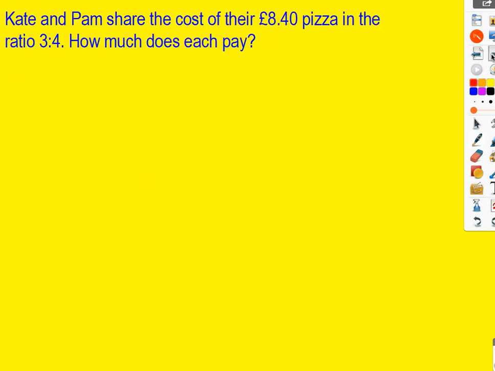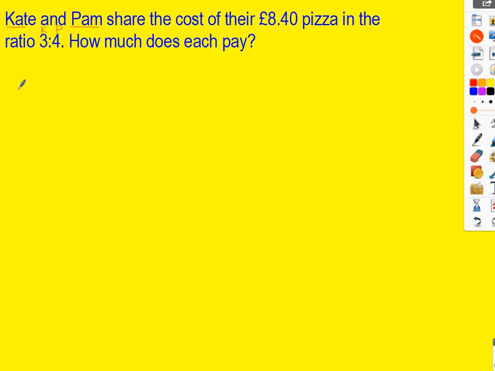And the last question we're going to look at, we've got Kate and Pam share the cost of their £8.40 pizza in the ratio 3 to 4. How much does each pay? So we've got Kate first and then Pam. So relating that to our ratio, the first value in the ratio is 3, so that's going to be Kate's share, and Pam is going to be 4 shares or 4 parts of the ratio. So it's not going to be an equal split, it's not a 1 to 1, they're not equally sharing the cost of the pizza. Pam is going to pay more.